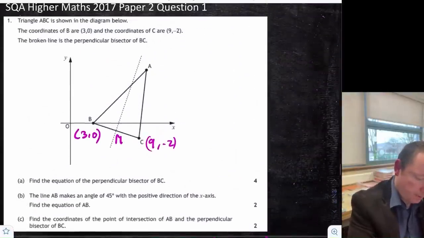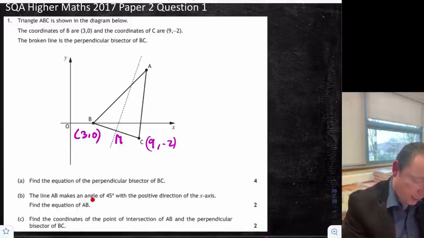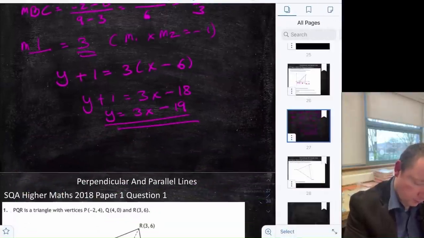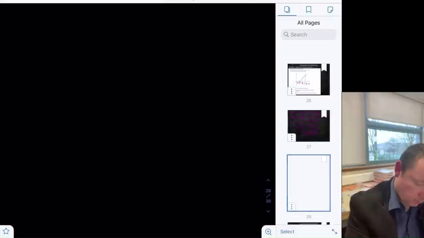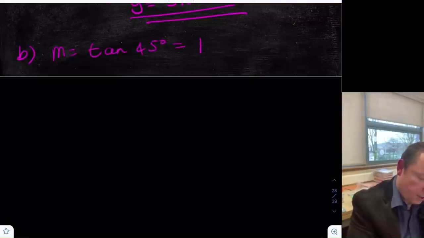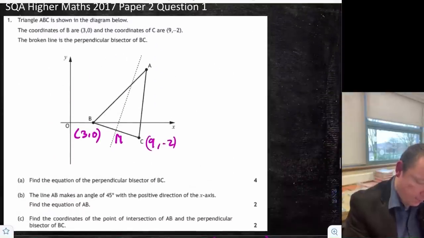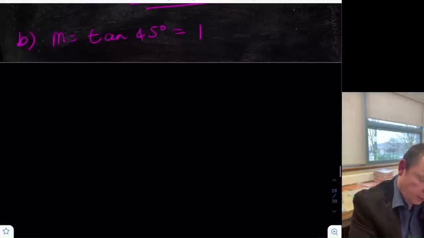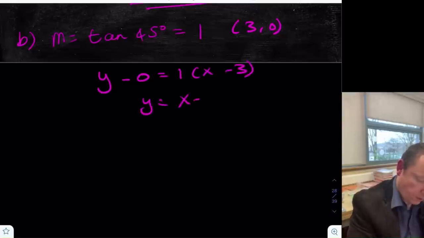Part b. The line AB makes an angle of 45 degrees with the positive direction of the x-axis. Find AB. Gradient equals tan theta. Gradient equals the tan of 45 degrees, which is equal to 1. And then we have to find the equation of AB. So pick a point. Well, we're going to pick point B, which is 3, 0. So y minus 0 is 1 times x minus 3. So y equals x minus 3.